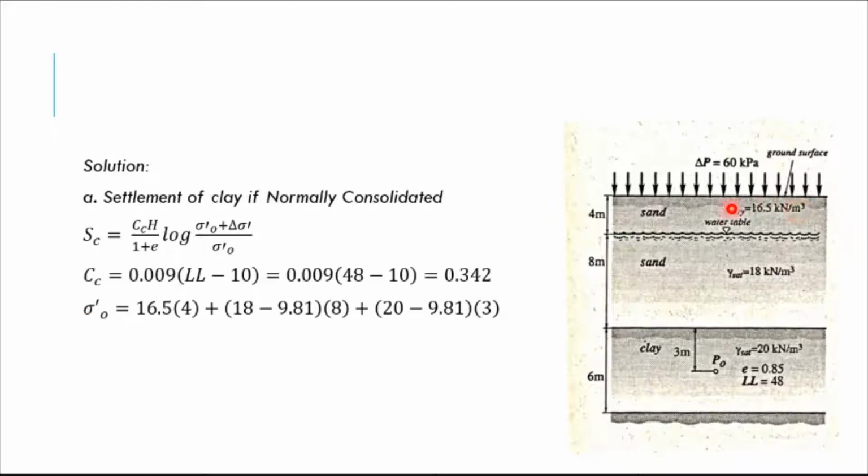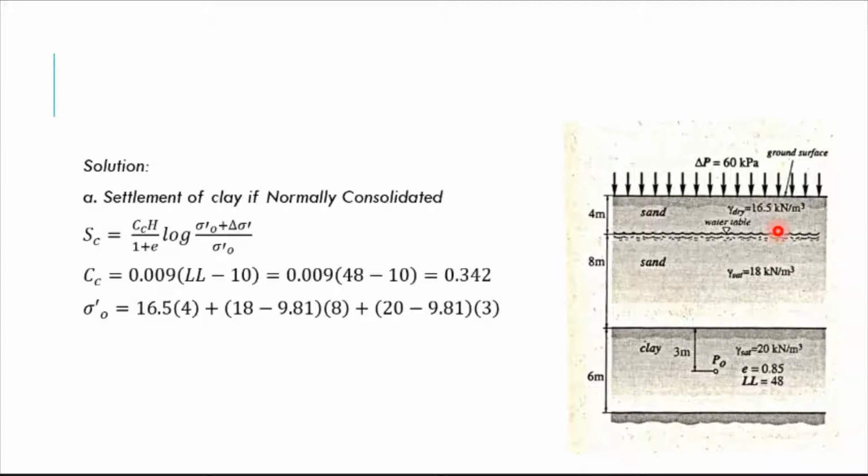The unit weight of the soil is already given, so we just have to compute the overburden pressure. In order for us to determine the overburden pressure, that would be equal to 16.5 multiplied by 4 plus, this is already saturated because the groundwater table is located in here. So in order for us to determine the effective stress, we need to get the buoyant unit weight.